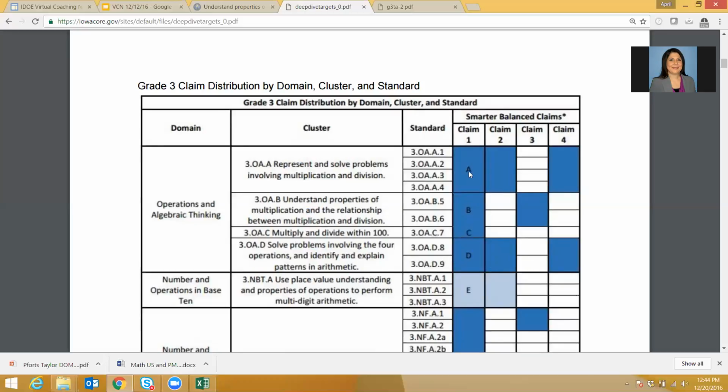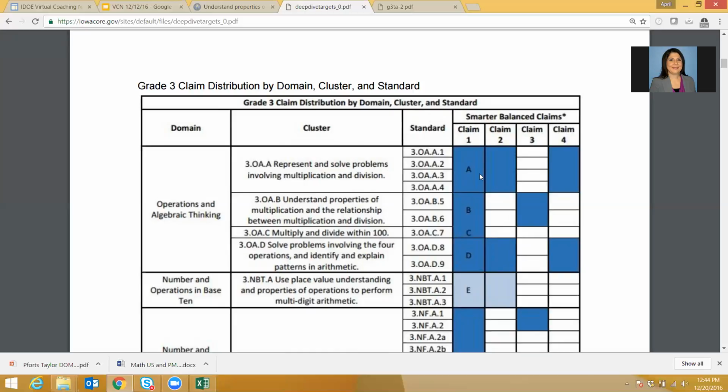And these letters correspond to those assessment targets. So we said that target A was represent and solve problems involving multiplication and division. B and C are aligned. Now, what's the difference between the dark blue and the light blue? Well, the dark blue are your major clusters, your priority clusters, and the light blue are your supporting clusters.